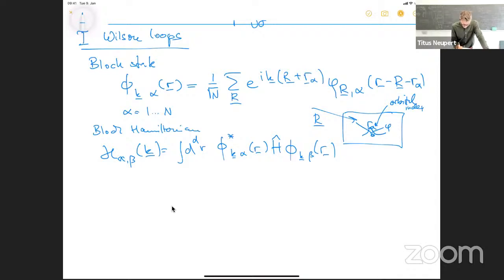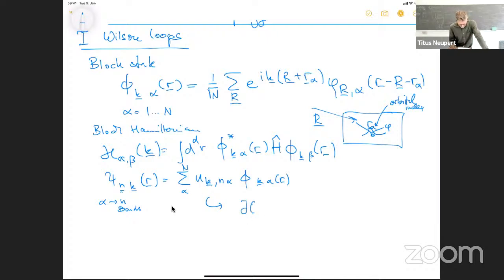And then the Bloch eigenstates are written in the band basis now. So from alpha, we can go to n, the bands. And they also depend on k and r, and they are some linear combination with coefficients u k n alpha of these phi functions. And we have the sum over alpha from 1 to n. And then the Hamiltonian is diagonalized by these u of k, so the Bloch Hamiltonian h alpha beta of k times u k n beta, summed over beta, is some band energy epsilon n times u k n alpha. So much for this theoretical underpinning.